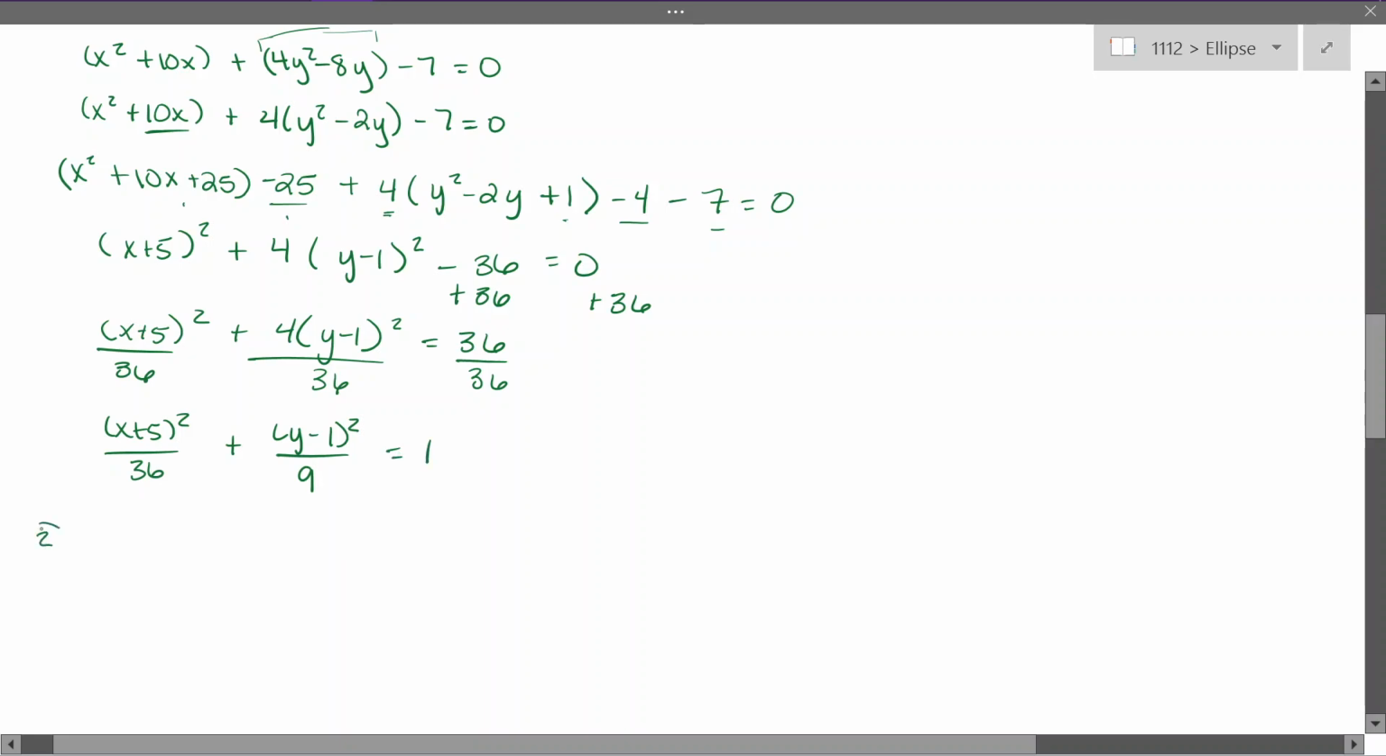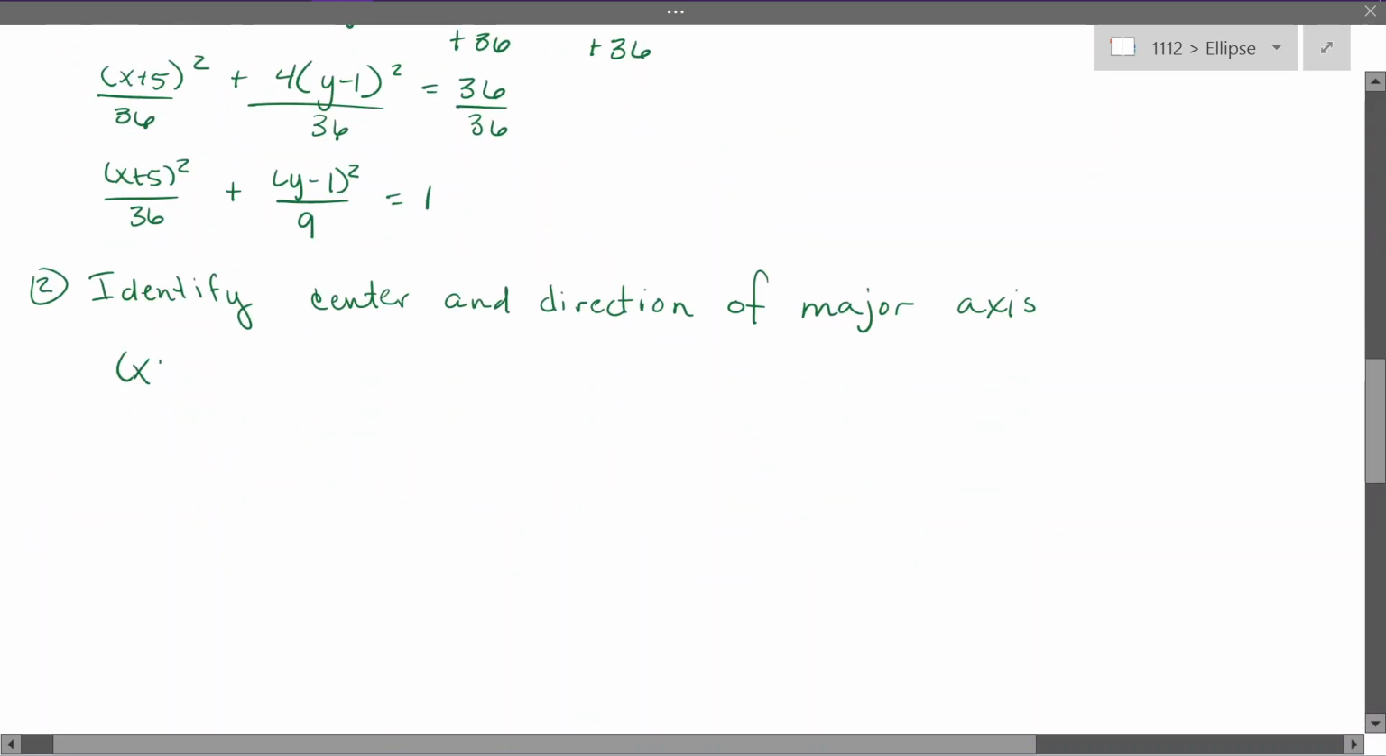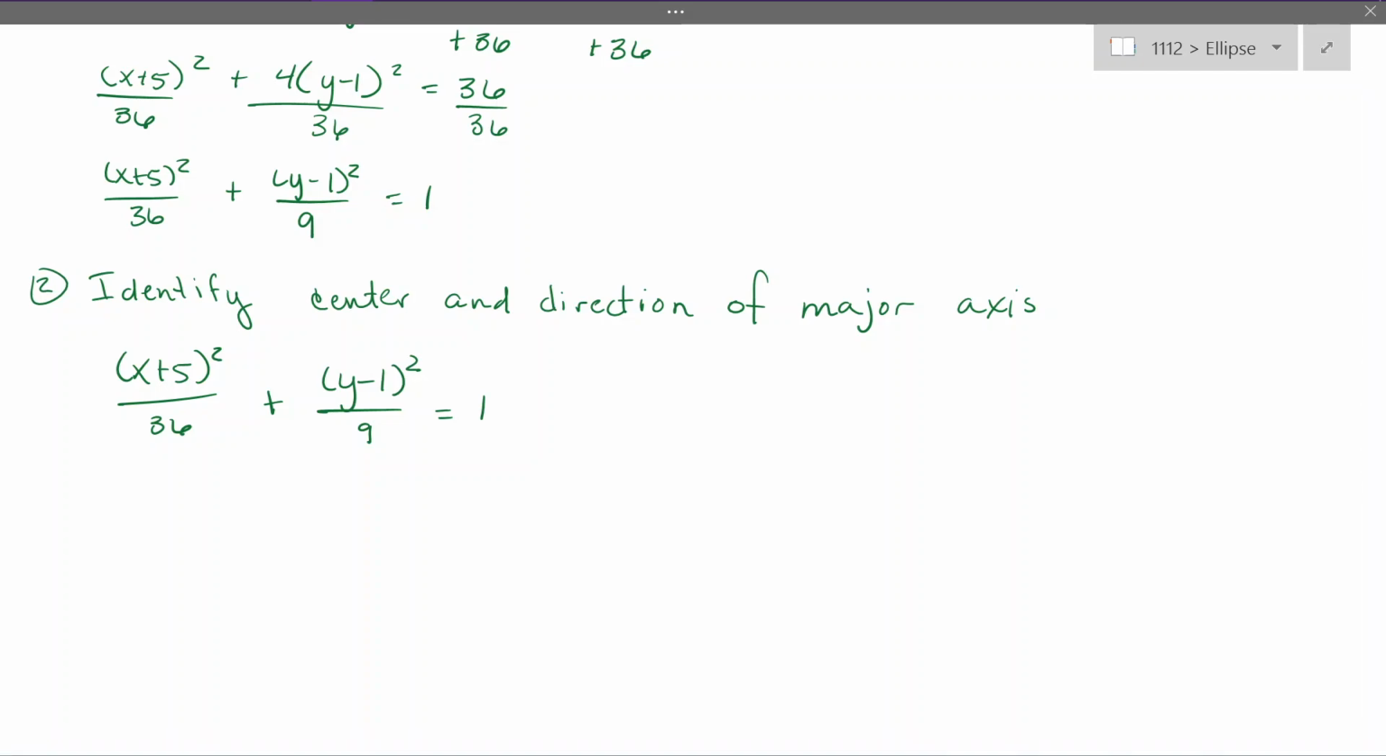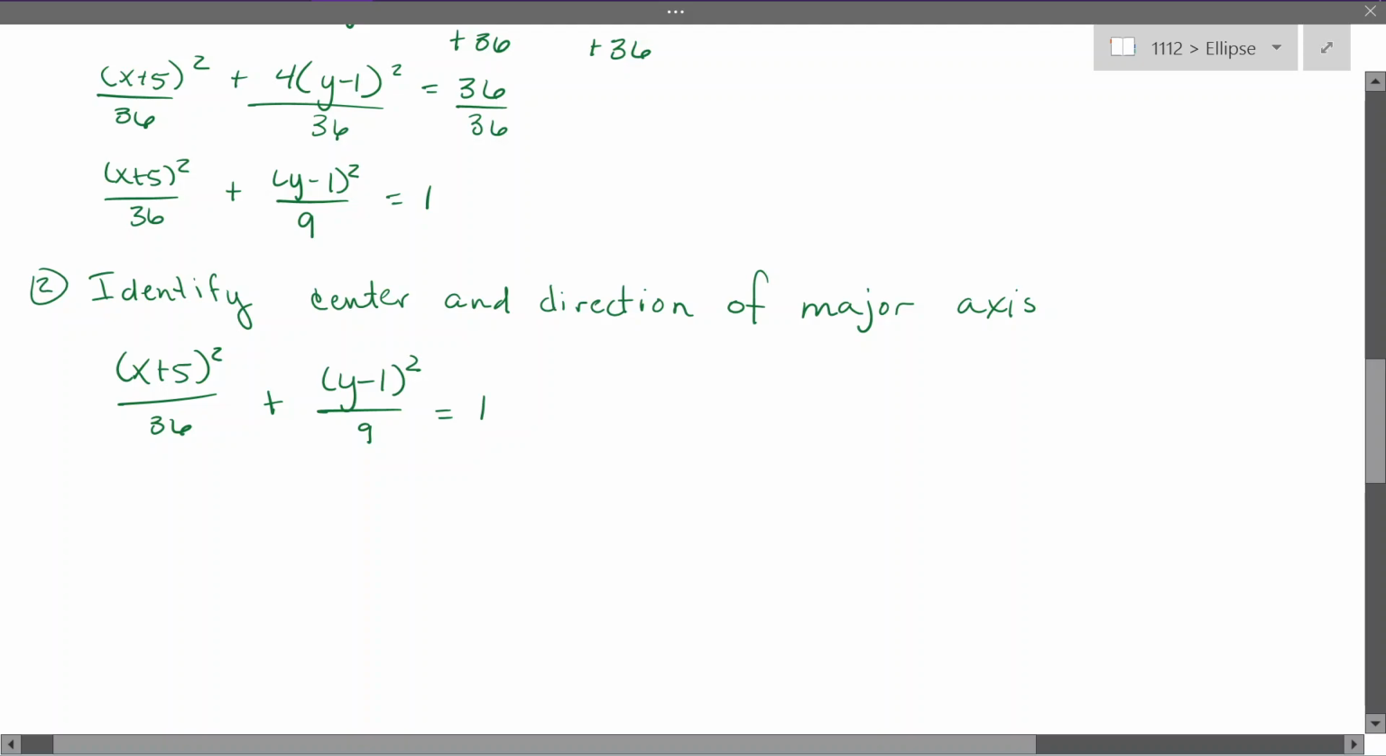So next, I need to identify the center and direction of my major axis. So I have (x + 5)^2/36 + (y - 1)^2/9 = 1. Since we know that our center is (h, k), that means I have center (-5, 1).